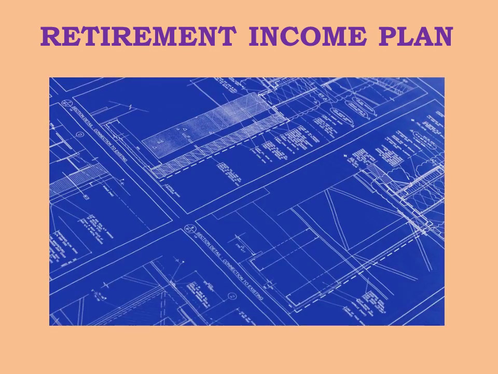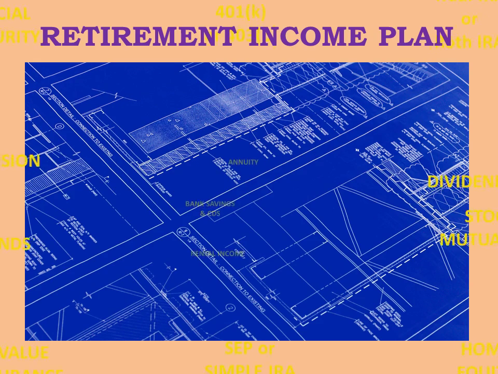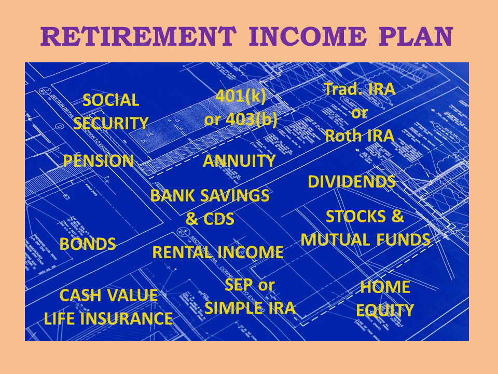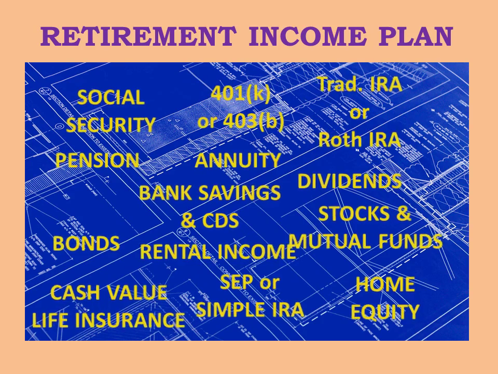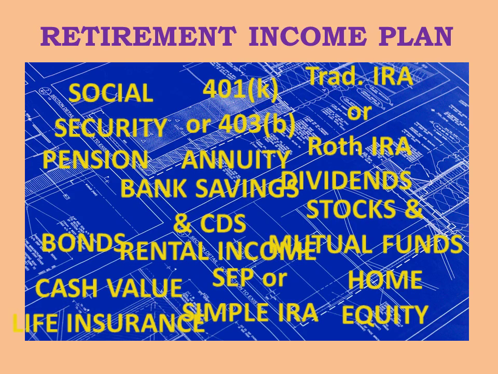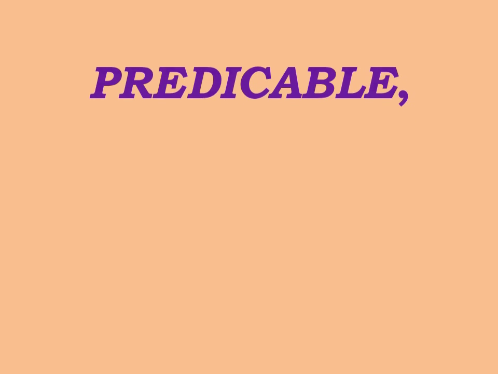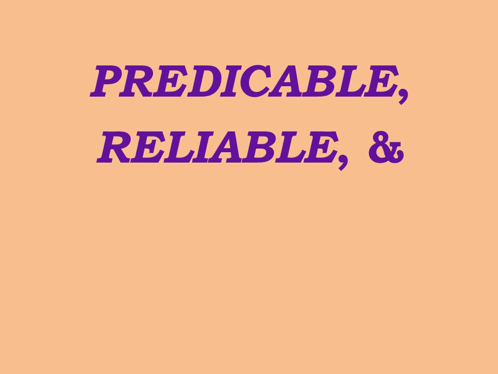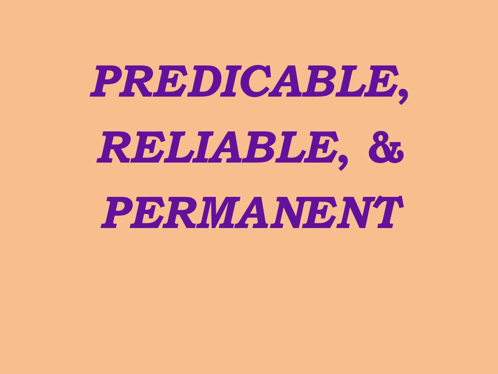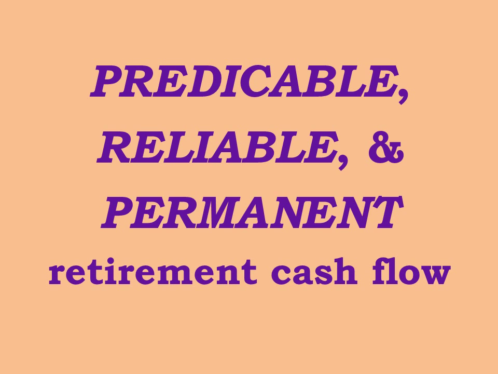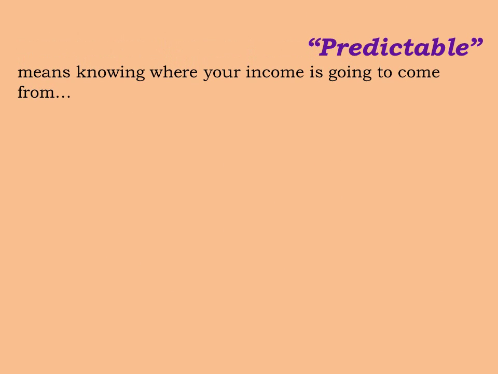Now, a retirement income plan is a blueprint of how you will organize and leverage all of your retirement resources into a predictable, reliable, and permanent retirement cash flow. Predictable means knowing where your income is going to come from.